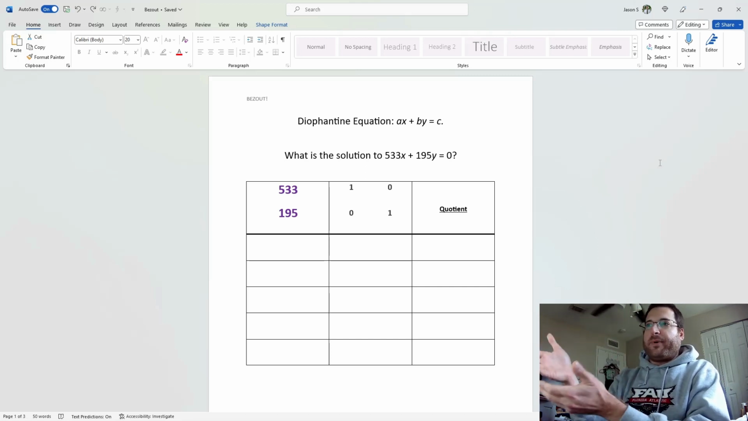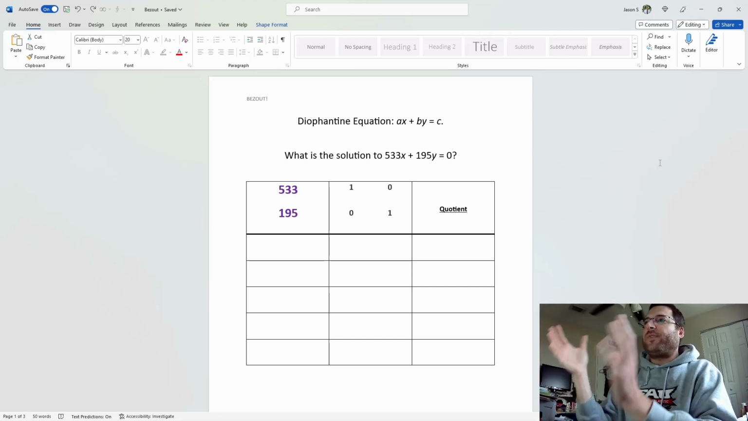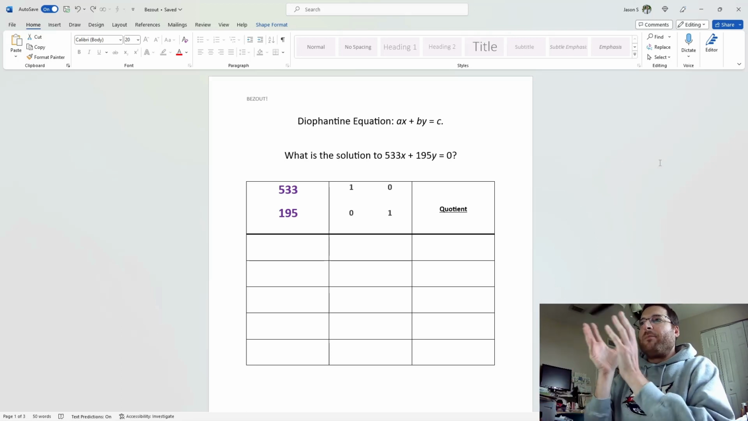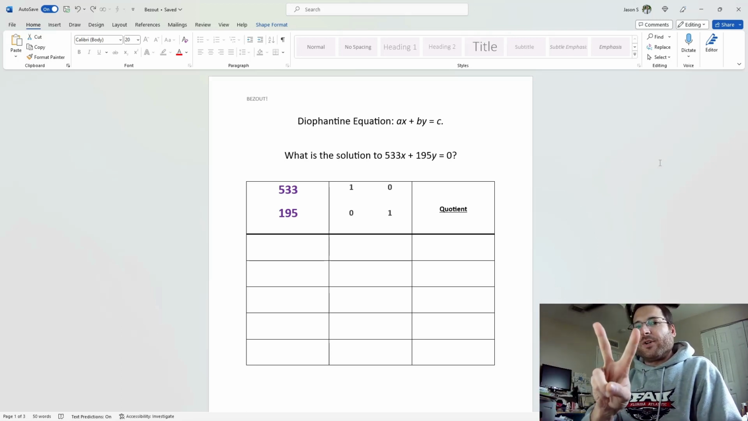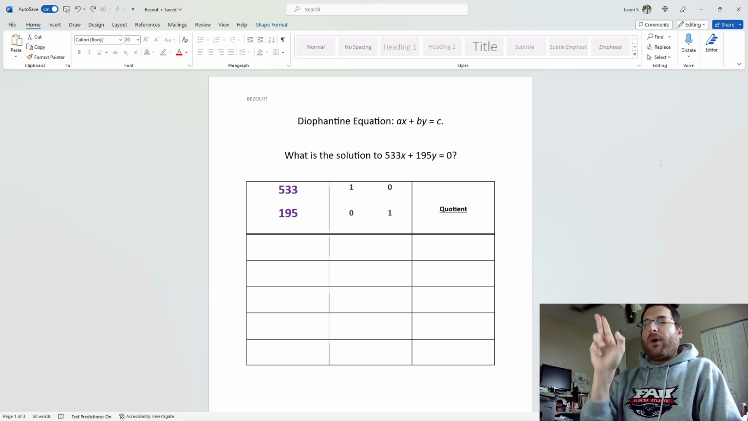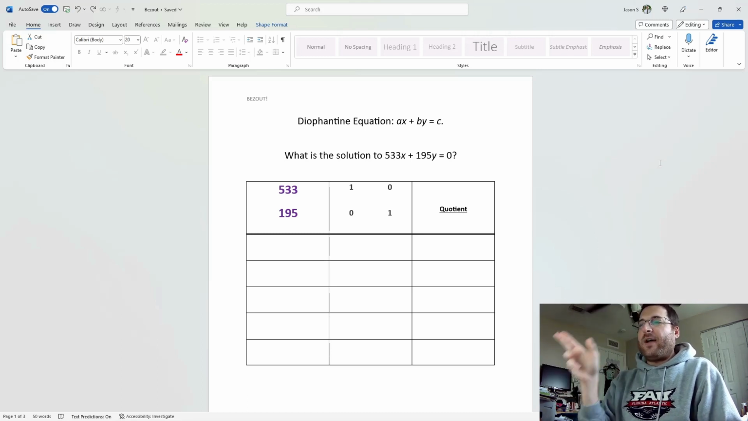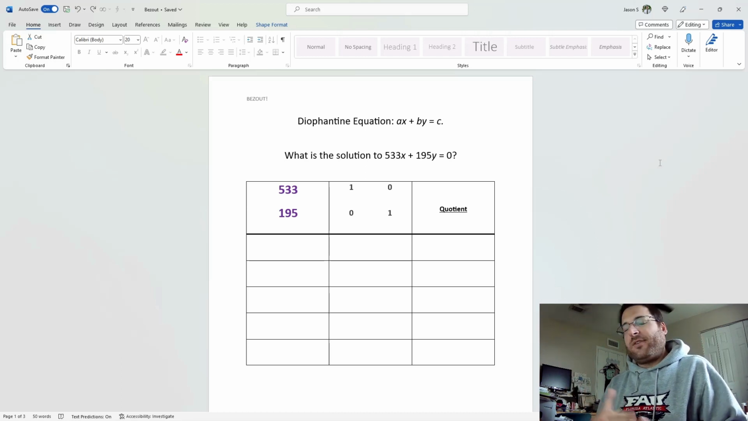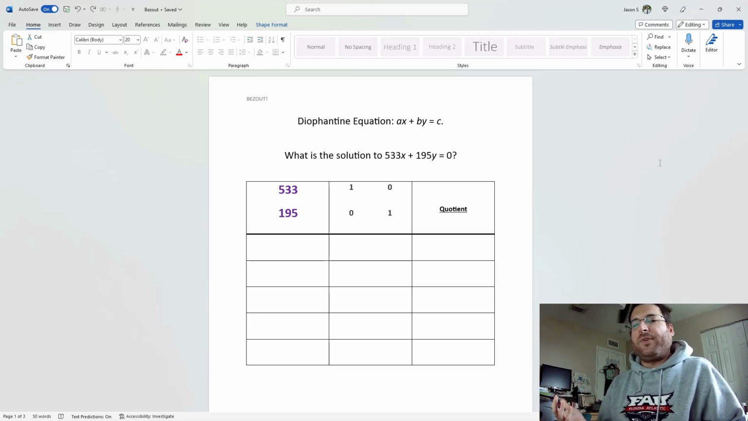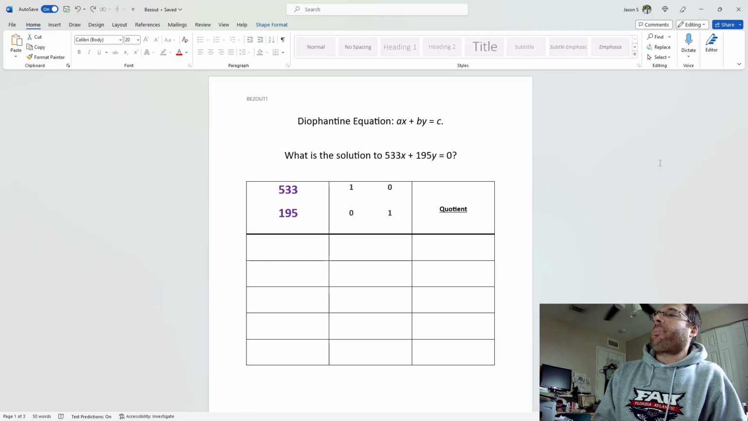So I have an example on the screen, right? What would be the solution to 533x plus 195y equals 0? What two integers, x and y, can multiply to 533 and 195 where the solution is 0? Well, that's pretty tough if you don't know what you're doing, if Euclid wasn't around, right? We didn't have Euclid with his algorithm, right?